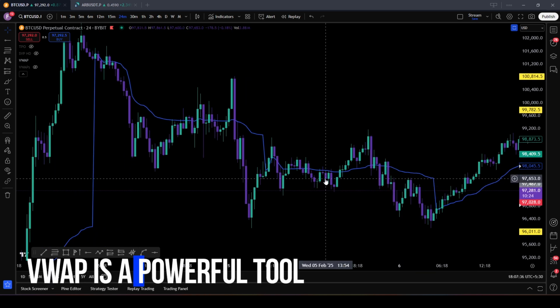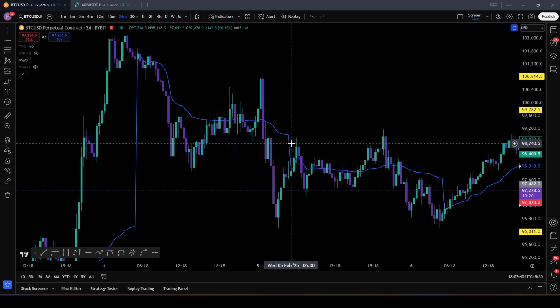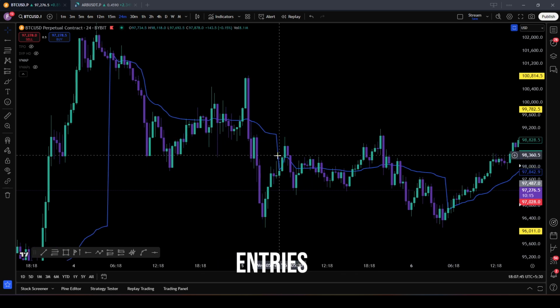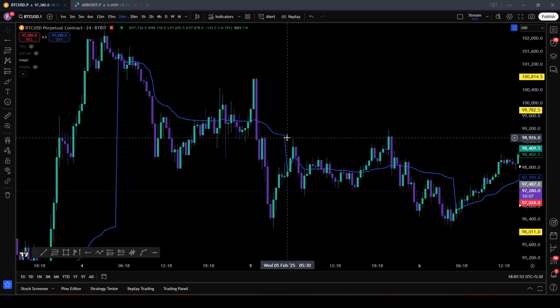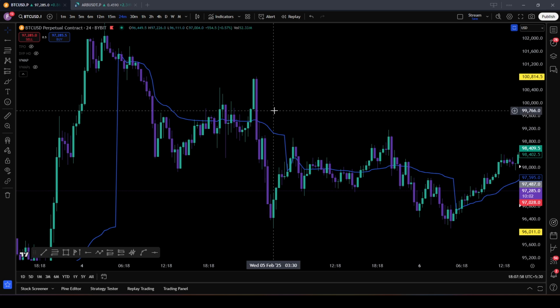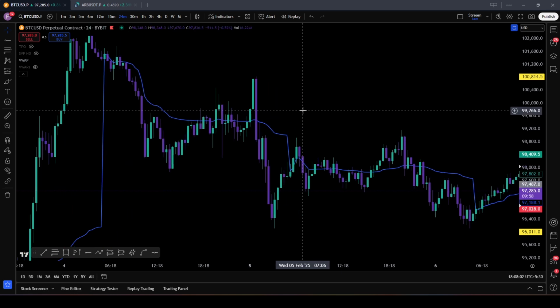VWAP is actually a very powerful tool that traders use to spot high probability trades and different kinds of setups. It helps them with trend identification, entries and exits, but like any strategy, it takes practice. Test it out on a demo account before you start trading with this kind of strategy. Always backtest it, always try to combine it with your current strategy and see how the accuracy looks.